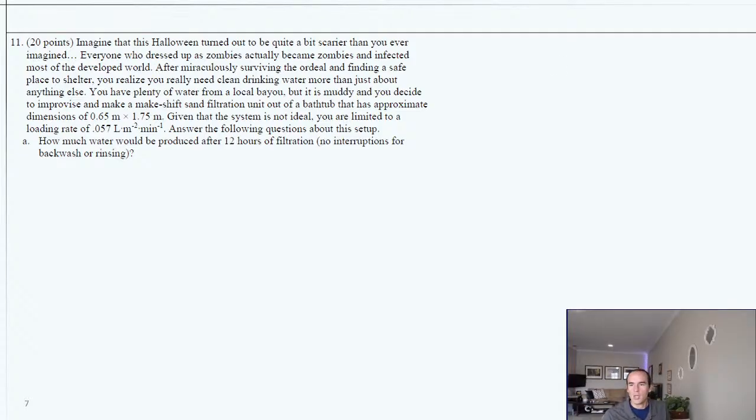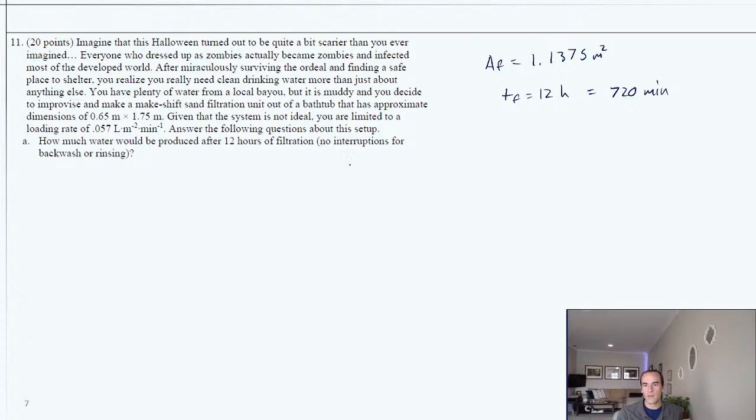Okay, so let's get a few things out of the way first. We can go ahead and calculate the area of this filter. The length times the width should give us 1.1375 square meters. Time of filtration that we're going to take a look at here, simply 12 hours. Of course, we can convert that to minutes, 720 minutes there.